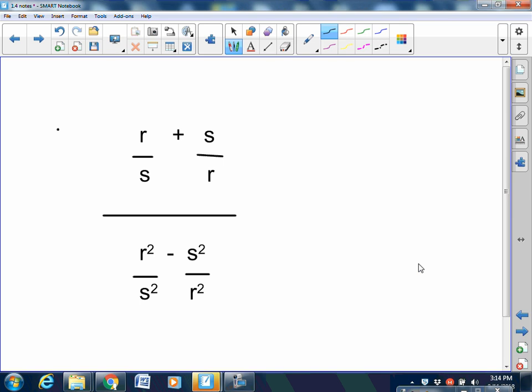What happens when you have a fraction plus a fraction divided by a fraction minus a fraction? It's called a complex fraction. But they're really not even that hard if you just work with this one first. What's the common denominator in the numerator? SR. Everybody understand that it's SR? Right? So can we rewrite them with SR? SR, SR. SR plus SR.